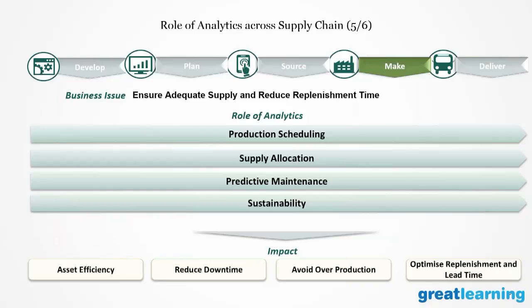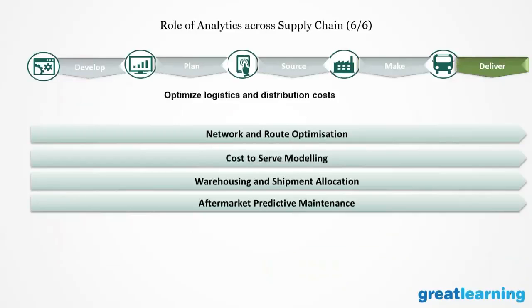So lastly, this step is more about optimizing your logistics and transportation and distribution costs. It's basically ensuring that the goods that you manufacture get to your distributors, wholesalers, clients, etc., in time and at the right price. So within that, one of the very common project types is network and route optimization.